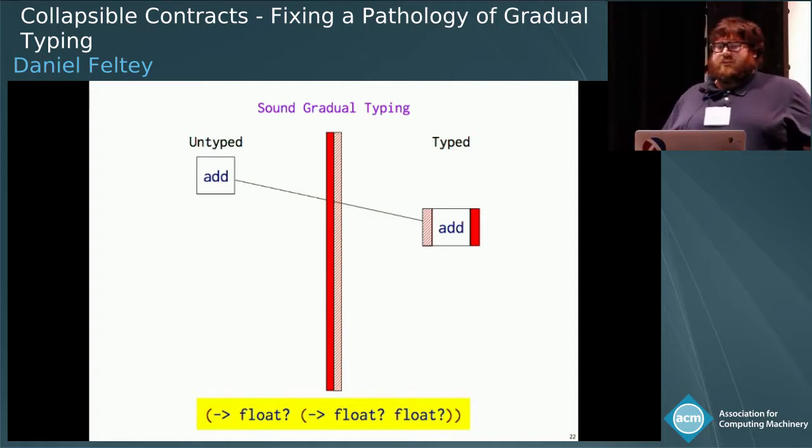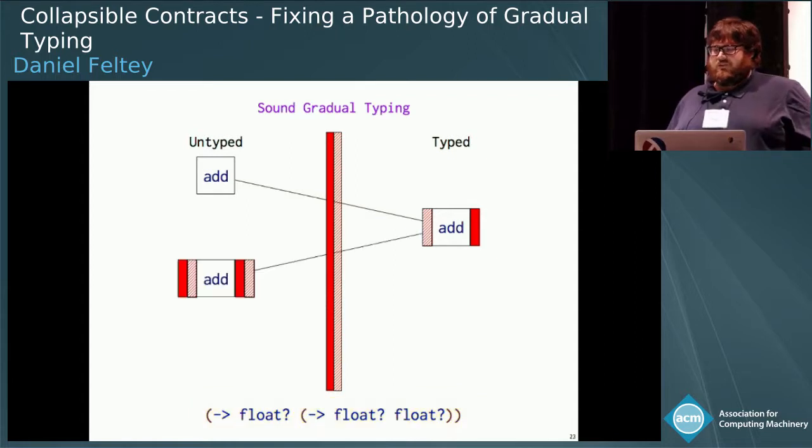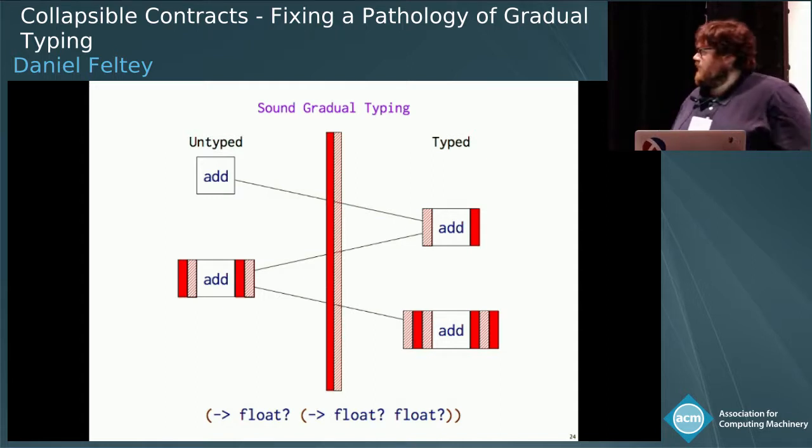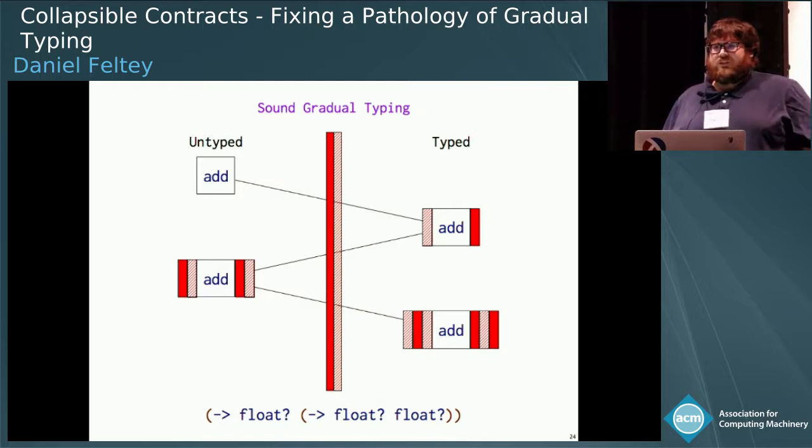But what happens if this passes back into untyped code again? It's going to get a second contract. And if it goes back, we're going to get a third contract. And this will just keep happening over and over again. We're going to be building up contracts that check essentially the same things without any real benefit. In this specific case, it turns out that these contracts on the right are actually exactly the same. So there's no reason that we should need to keep building up contracts over and over.